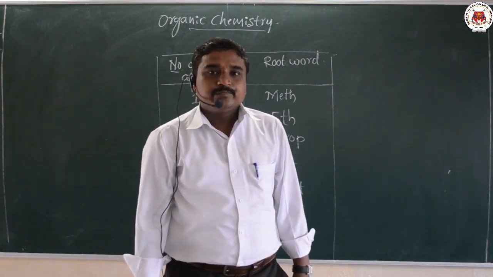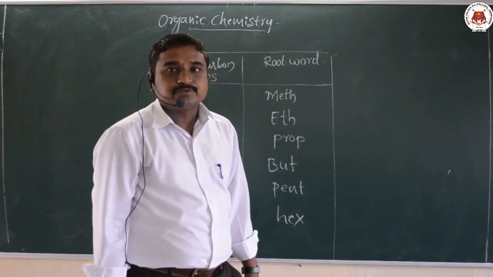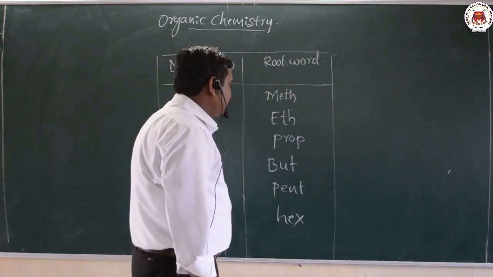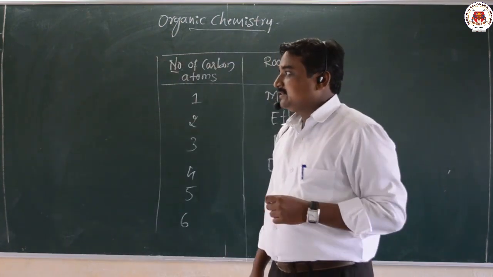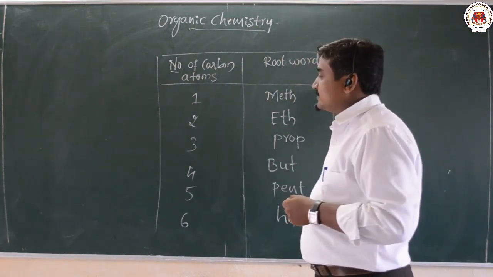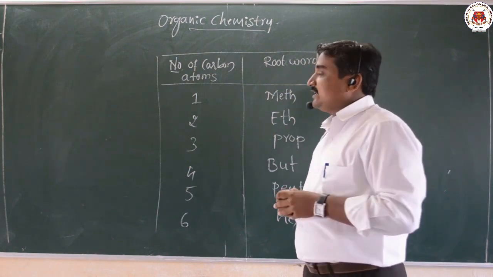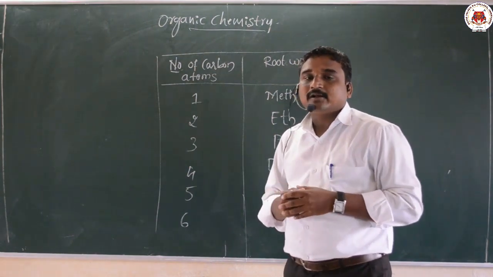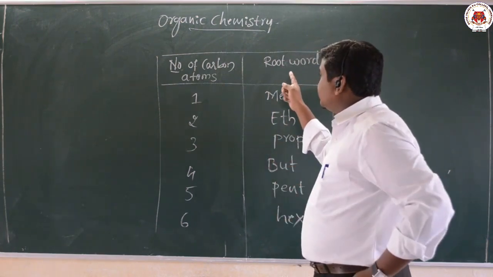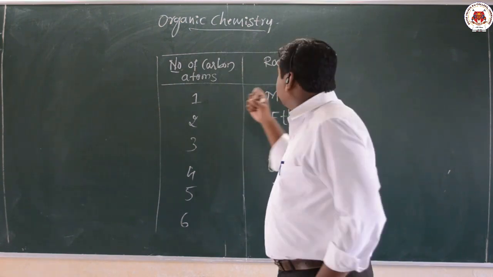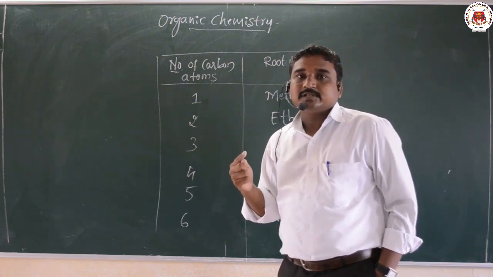In the last video we studied the nomenclature of organic compounds. We already have an idea about the root word. The root word is the basis of nomenclature of organic compounds. The root word indicates the number of carbon atoms present in the organic compound. By knowing the root word, we come to know how many carbon atoms are present in the organic compound.